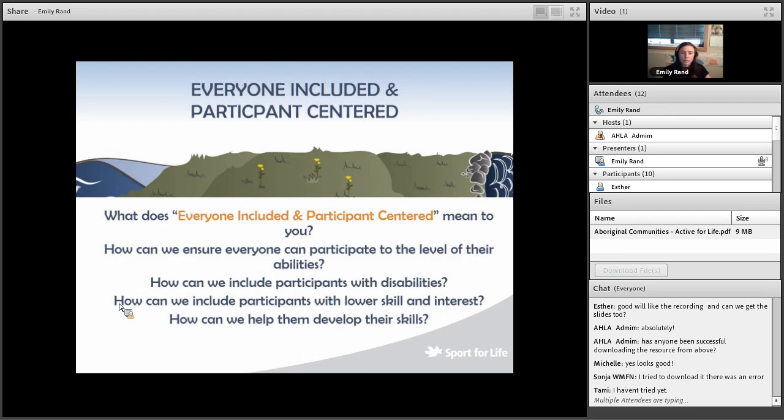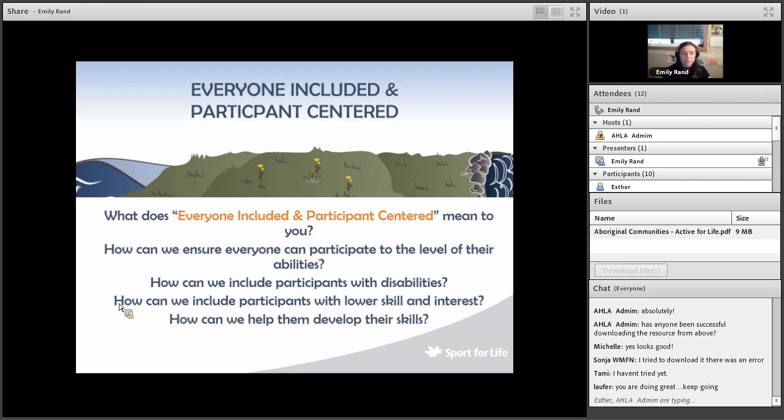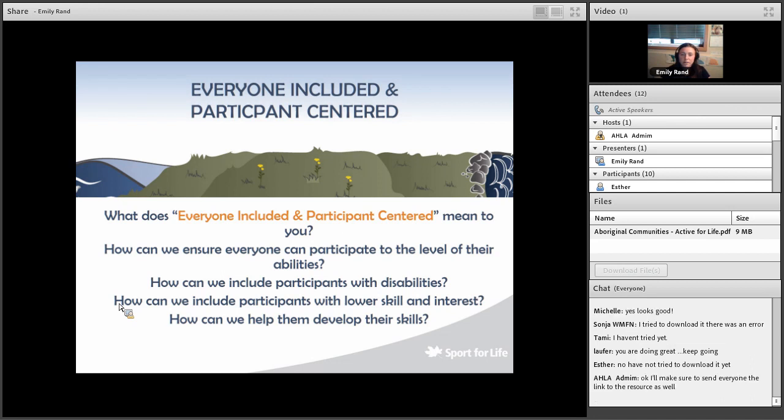Okay, so the next one that we want to look at is, within your programs, making sure that everyone feels included and that your activities are participant-centered. Here are some questions to think about. I won't ask you to type in the chat box, but just some things to reflect on. What does everyone included and participant-centered mean to you?